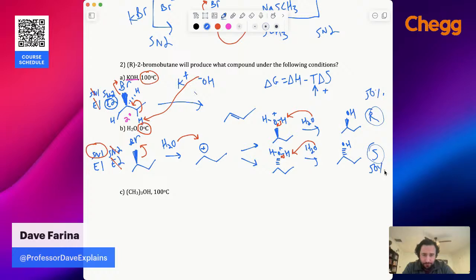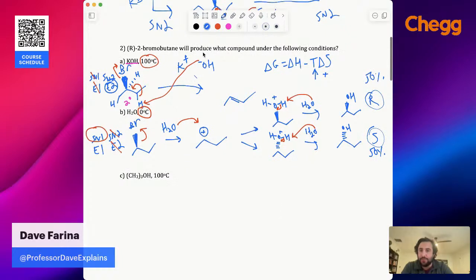So with SN1, we have to be aware of any potential racemic mixture if we are generating a chiral center when the nucleophile attacks. Okay, moving on to the last one. One more time, we are going to react with 2-bromobutane.